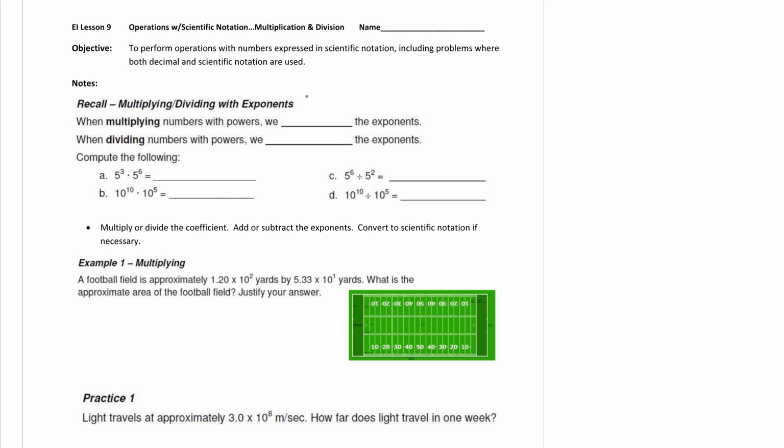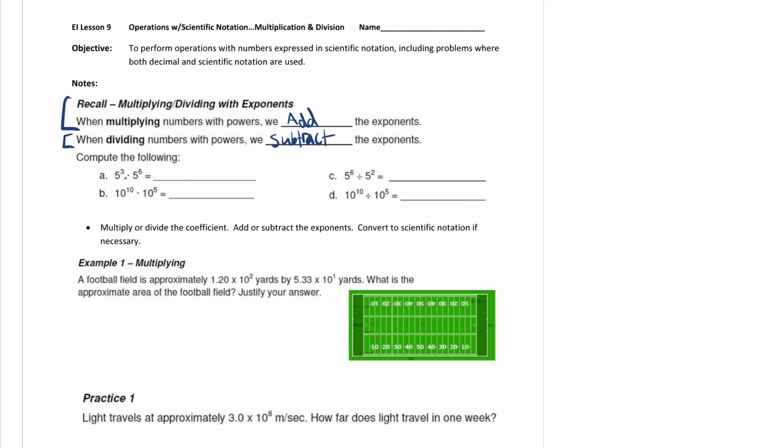All right, so here is Operations EI Lesson 9, Operations with Scientific Notation, Multiplication and Division. We've done addition and subtraction in Lesson 8. We're going to do the same thing, but now with multiplication and division in Lesson 9. So remember, when we're multiplying numbers with powers, we add the exponents. When dividing numbers with powers, we will subtract the exponents, if you remember from the earlier lessons.